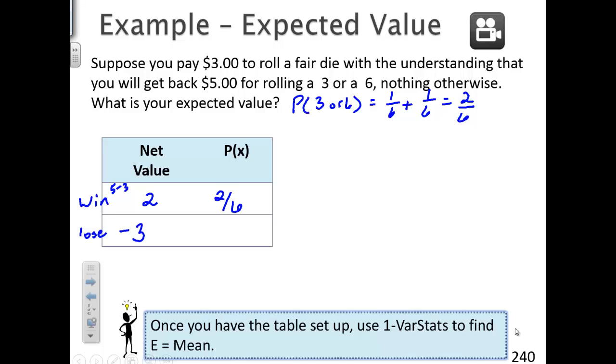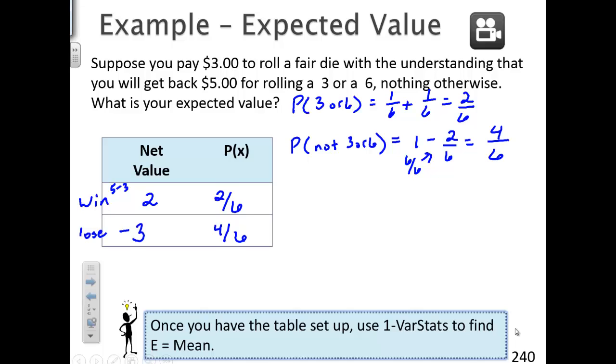The probability of losing would be not rolling a 3 or a 6. So the probability of not a 3 or 6 is 1 minus the probability that you do roll a 3 or a 6. So that's the 2/6. So that would be 4/6. Since remember we changed this to 6/6, and 6/6 minus 2/6 would be 4/6. Okay, so now we have the probability that we lose, and that's 4/6.